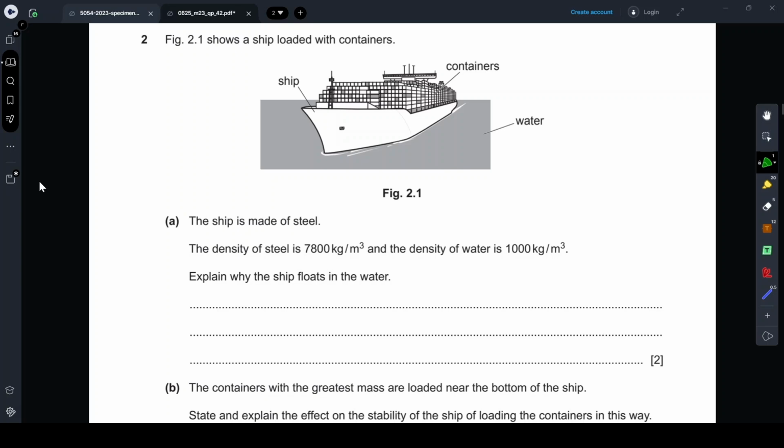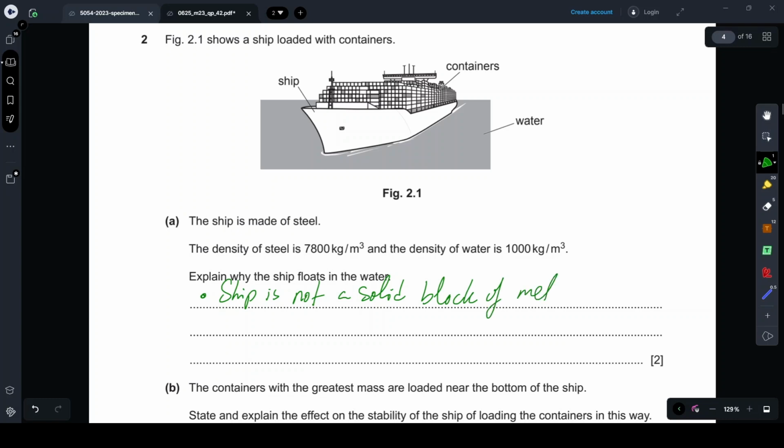Because the ship is not a solid block of metal, and because it floats above because it has an average density. And what else? I mean, you only need 2 points, right? Will the average density work? Yes. So the average density of the ship is less than water.